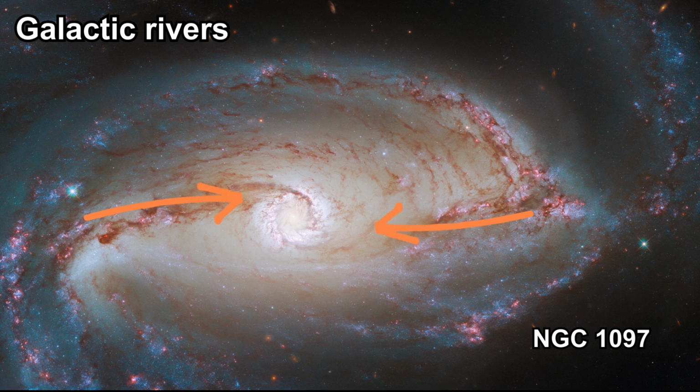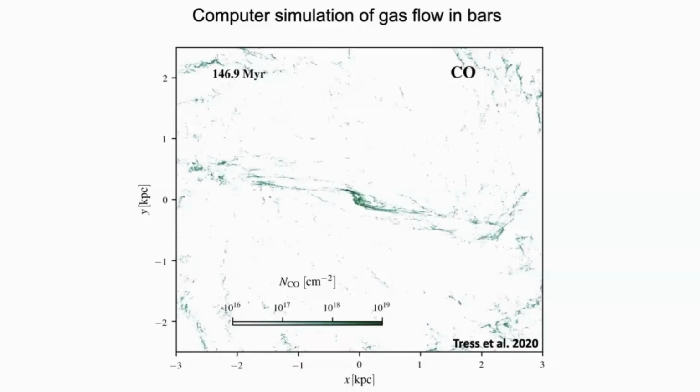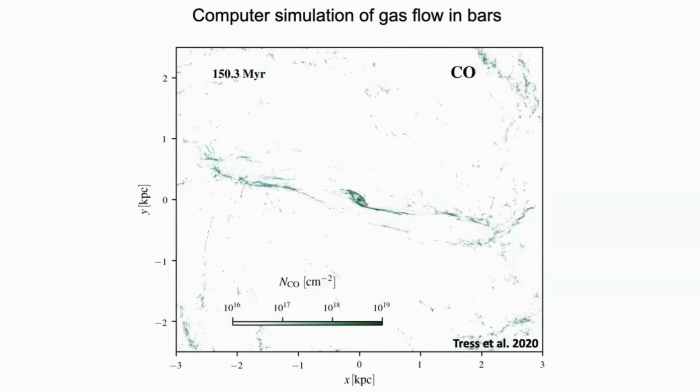And this gas, once it arrives in the center, it can fuel star formation, so the formation of new stars, and galactic outflows, because all this star formation releases energy which can be ejected perpendicularly to the plane of the galaxy. It can also constitute fuel for the supermassive black holes that are at the very center of all these barred galaxies. Let's see a movie from a simulation to illustrate better this concept.